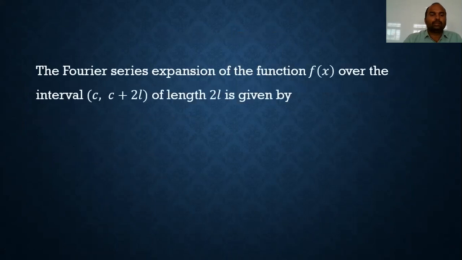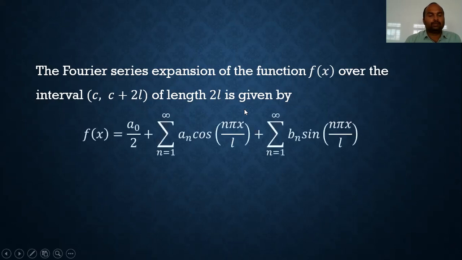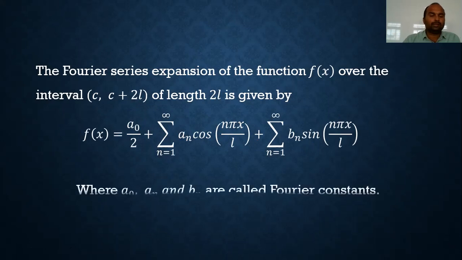Now, the Fourier series expansion of the function f of x over the interval c comma c plus 2l, of length 2l, is given by f of x equals a naught by 2 plus summation n equals 1 to infinity a n cos n pi x by l plus summation n equals 1 to infinity b n sin n pi x by l.